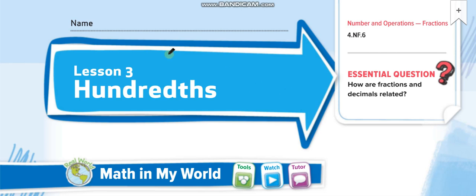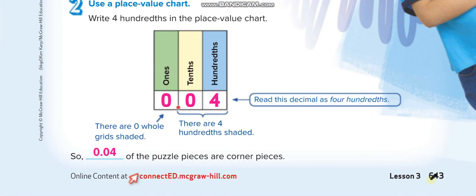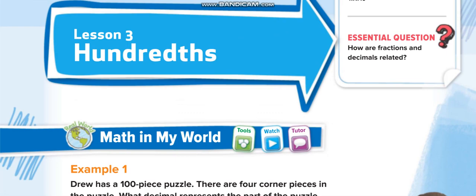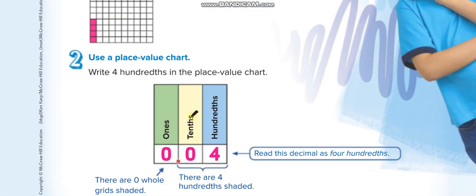Today's lesson for grade 4, chapter 10, lesson 3, hundredths. Page number is 643. Okay, guys, the last lesson was about tenths, the first place value after the decimal. And today we'll talk about hundredths, the second place value after the decimal.